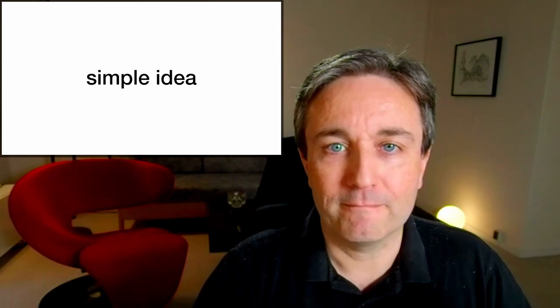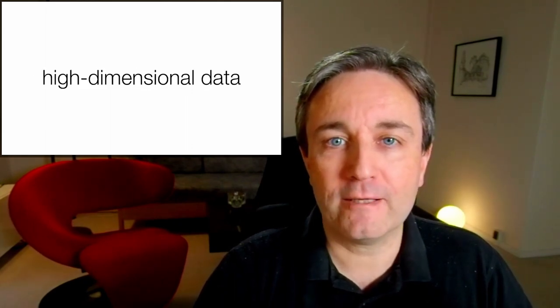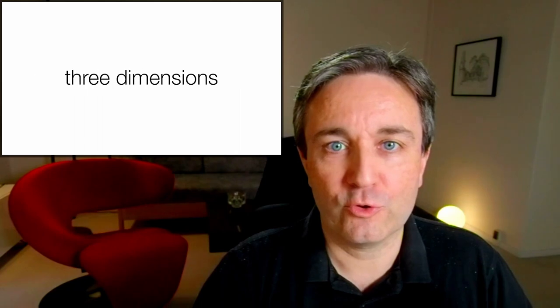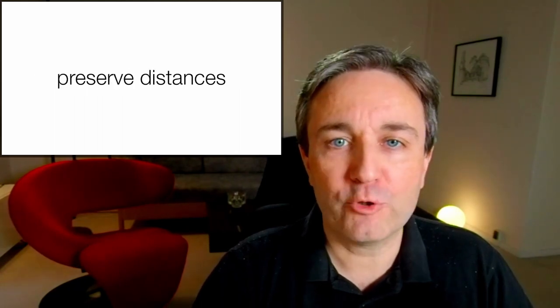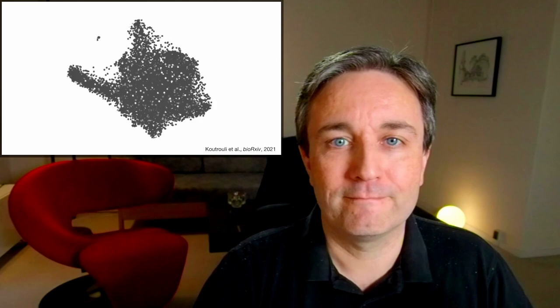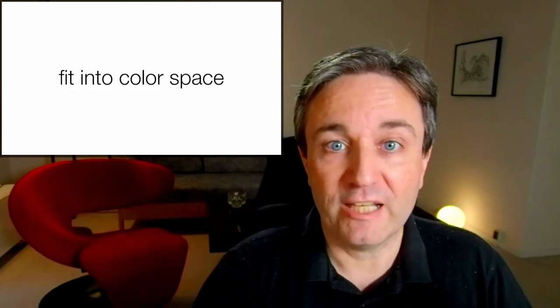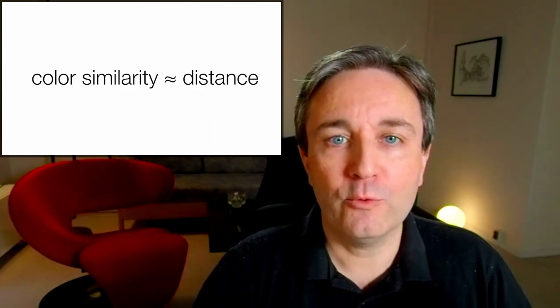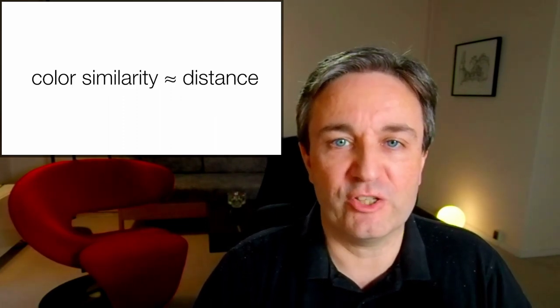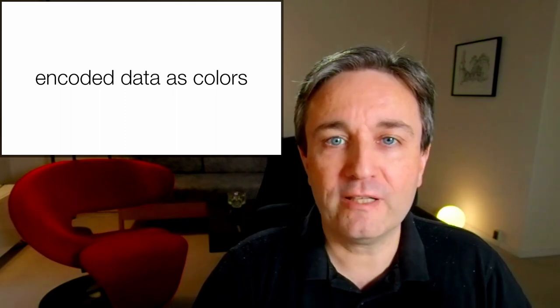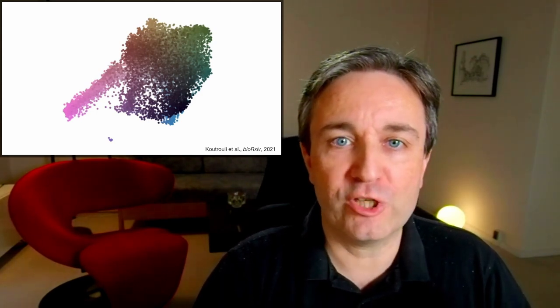The idea is simple. You start with high-dimensional data, and you use dimensionality reduction to turn it into three dimensions while preserving distances to the extent possible. The result is a point cloud looking, for example, like this. You then fit that into a color space in which color similarity approximates distance. And that way you encode the data as colors. If you show it on the point cloud, it looks like this. Each point has a color that represents its position, and the color can therefore be used to show this data in the context of some other data.